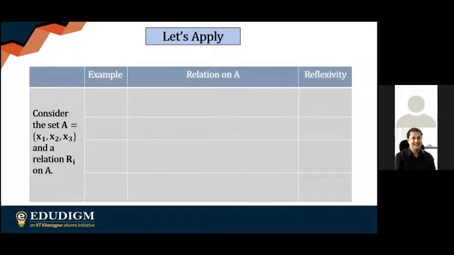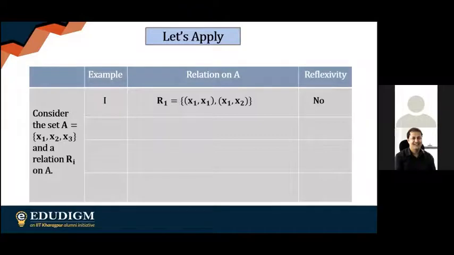I've taken a very simple set A here having 3 elements x1, x2, x3, and I'm going to show you whether a particular relation on A is reflexive or not. So let's take the first example. We notice that (x2, x2) is missing. Also (x3, x3) is missing. So this is not reflexive.